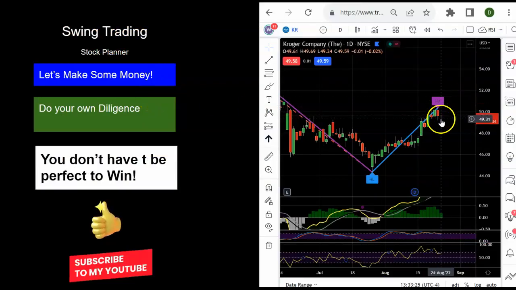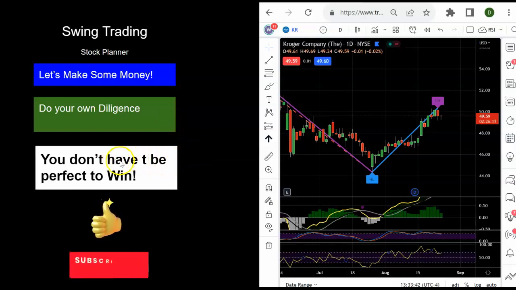Is it going up, going down? You must do your own due diligence. If you learn this, you can be a winner for life. You don't have to be precise and perfect. You don't have to be perfect to win.